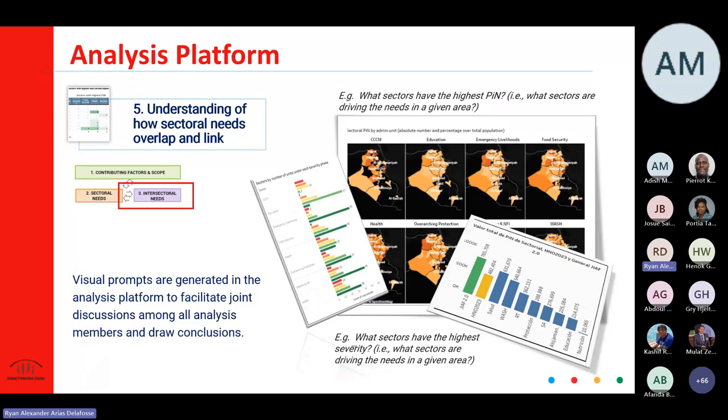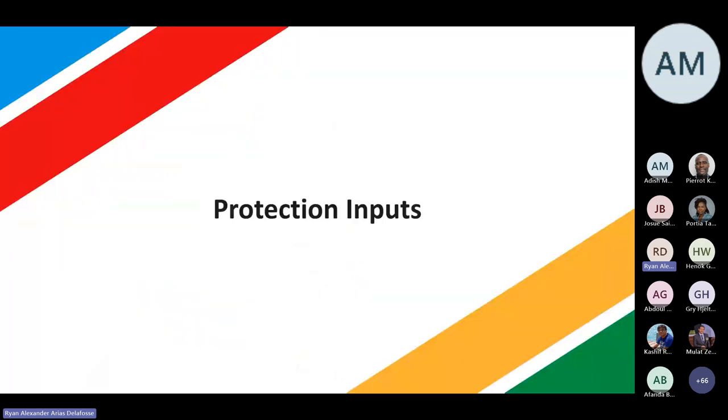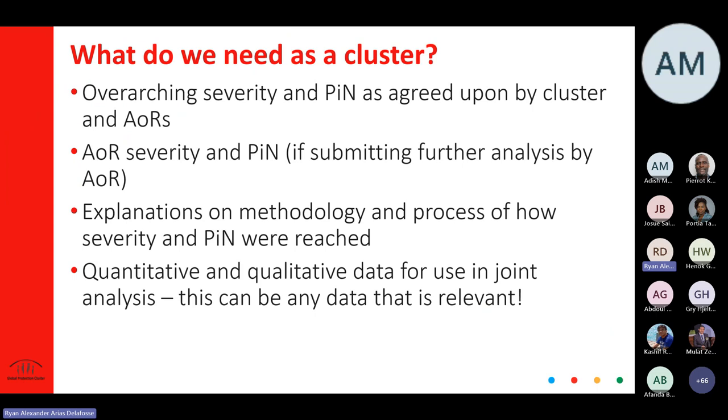But I want to move on really quickly because I know that many people are here for the actual protection inputs specifically. So what do you need as a cluster? Let's say you're an IMO and you're a coordinator. Great, you have a better understanding of JIAF 2.0, but what does it mean for you? So here's what you need.